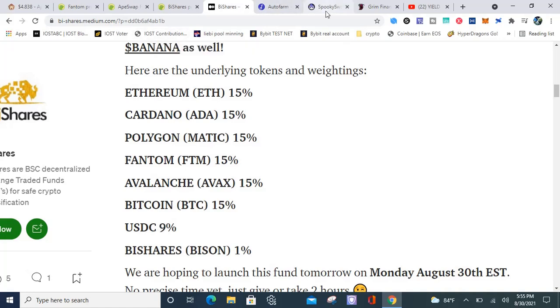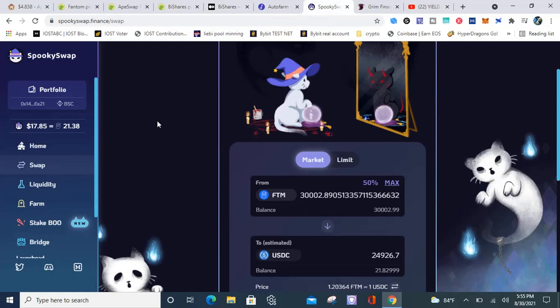And by the way, Spooky Swap, I'm going to wrap this up real quick. Spooky Swap is up to $17.85. That's another token that I was talking about around $3, $4. So it was Banana, Phantom, BuyShares, Spooky Swap. People are asking me which cryptocurrencies to get into and to give them some that are early. I mean, all these cryptocurrencies were cheaper when I talked about them. Some of them were significantly cheaper. So I don't know what to tell you guys.